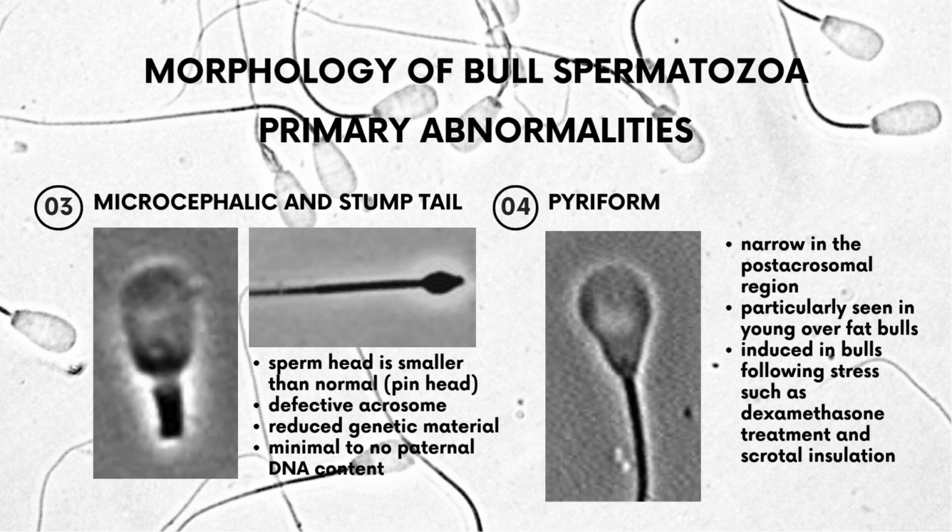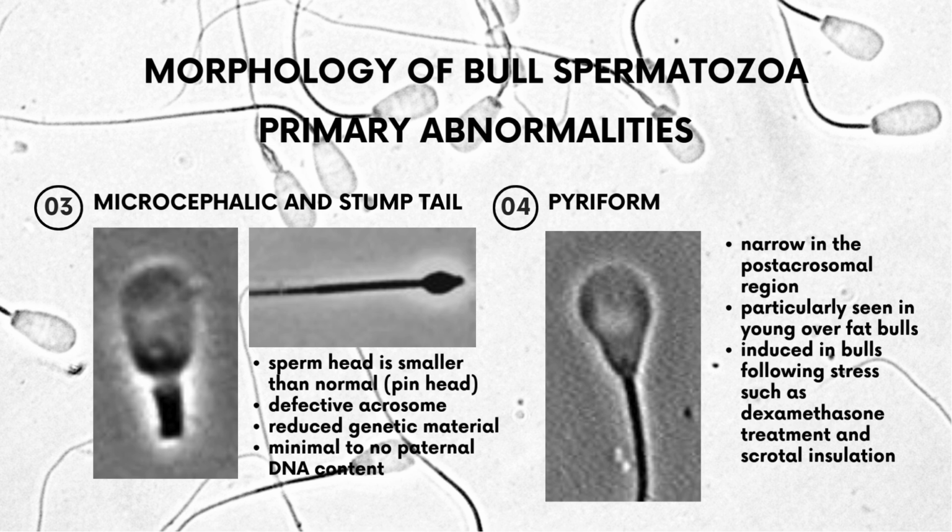The picture shows a microcephalic sperm with stump tail. This is a condition wherein the sperm head is smaller than normal. Microcephalic spermatozoa have small and irregularly shaped acrosomes that usually are not in contact with the nucleus. Acrosome abnormalities are common in these sperm, and as it is small, there is minimal to no paternal DNA content. Next, we have the pyriform sperm head. The head becomes narrow in the postacrosomal region.